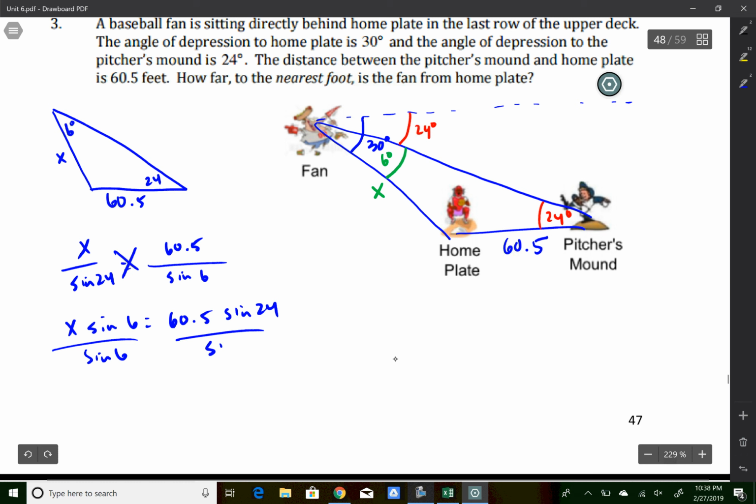Multiply both sides by the sine of 24, and whatever that is going to be is that fan's distance. So 60.5 sine of 24 divided by the sine of 6. And to the nearest foot, he is 235 feet away. It's a realistic answer.